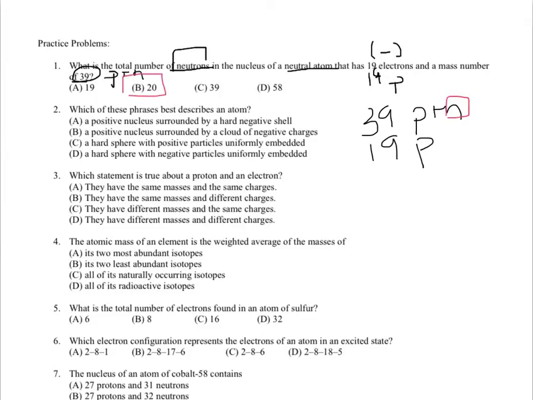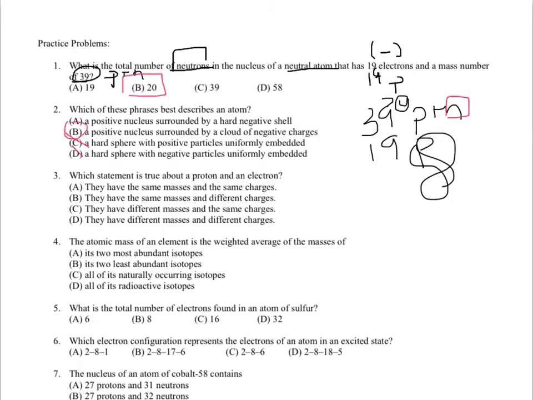Next, we're asked to describe the atom. Recall that an atom has a positive nucleus, so we're going to eliminate choices C and D. So recall that we have the positive nucleus and it's surrounded by a negative cloud of electrons. So choice B would be our best choice.